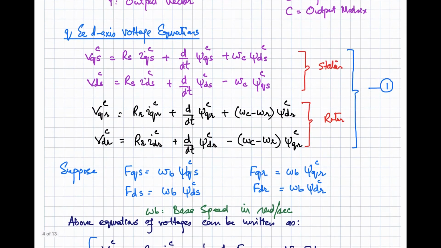Okay, so now let's take the Q and the D axis voltage equations of the stator and the rotor. So here you have seen VQS and VDS. We have already defined these equations, and these are the rotor equations.